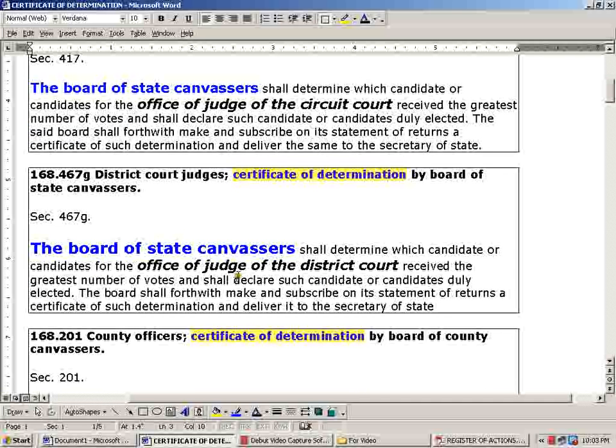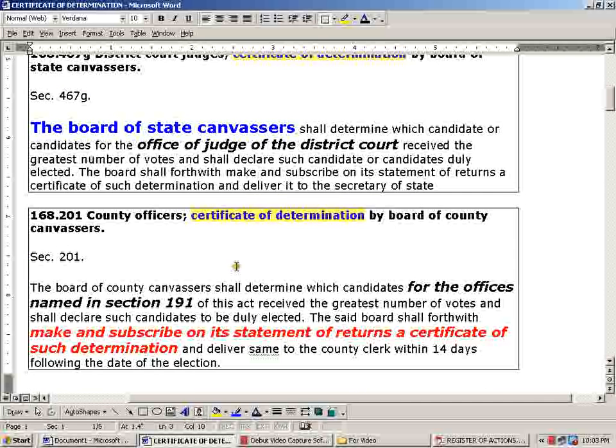Judge of the district court by the state canvassers. County officers. The Board of County Canvassers shall determine which candidates for the offices of this other section receive the greatest number of votes and shall declare such candidate to be duly elected. Okay, so they just need to determine which one had the greatest number of votes.